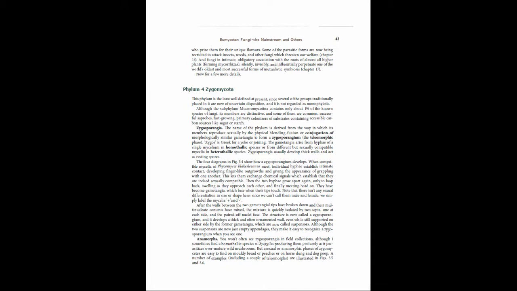Although you won't often see zygosporangia in field collections, I sometimes find a homothallic species of Syzygites producing them profusely as it parasitizes over mature wild mushrooms. But asexual or anamorphic phases of zygomycetes are easy to find on moldy bread or peaches or on horse dung and dog poop. A number of examples, including a couple of teleomorphs, are illustrated in Figs 3.5 and 3.6.